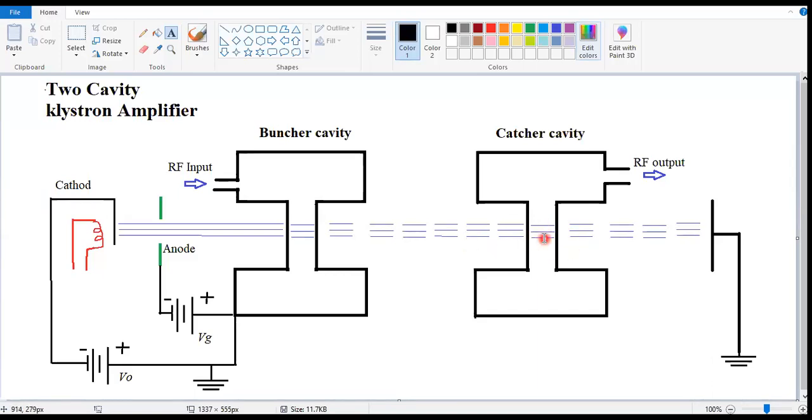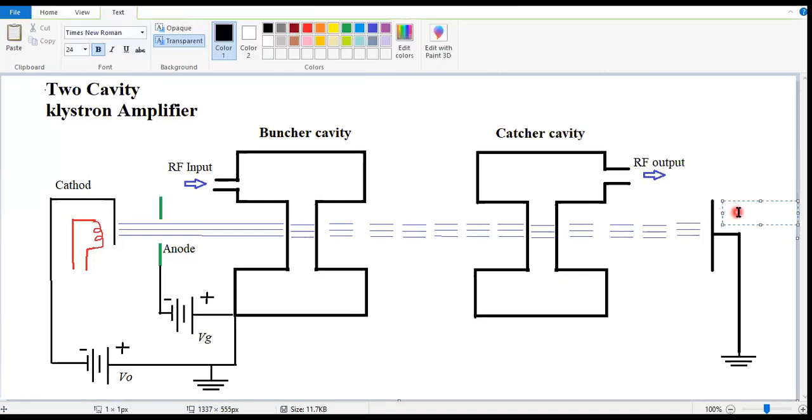When they emerge from the second cavity, which is called the catcher cavity, the electrons emerge with reduced velocity and finally terminate at the collector. So this is the collector, and whatever comes out gets collected at the collector.